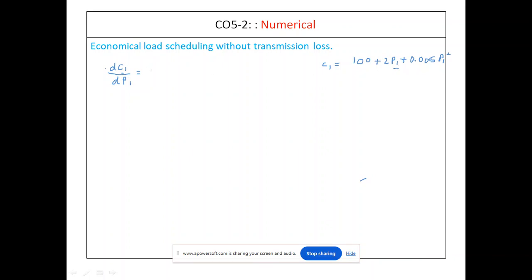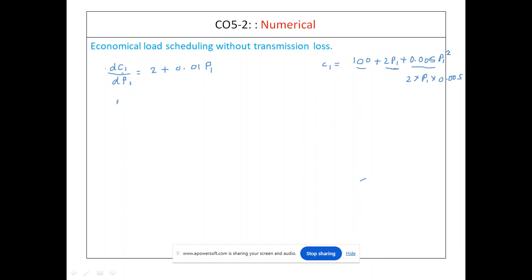Differentiation of 100 will be 0. Differentiating the second term, you get 2. Now differentiate the third term, 0.005 into P1 square. When you differentiate P1 square, you get 2 into P1, and 0.005 is already there. So we get 0.01 P1. This is the incremental cost we have determined for plant P1.